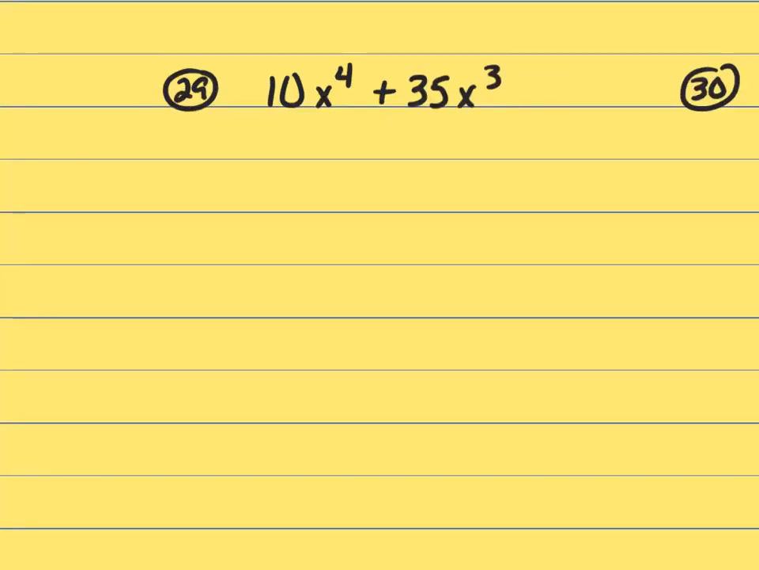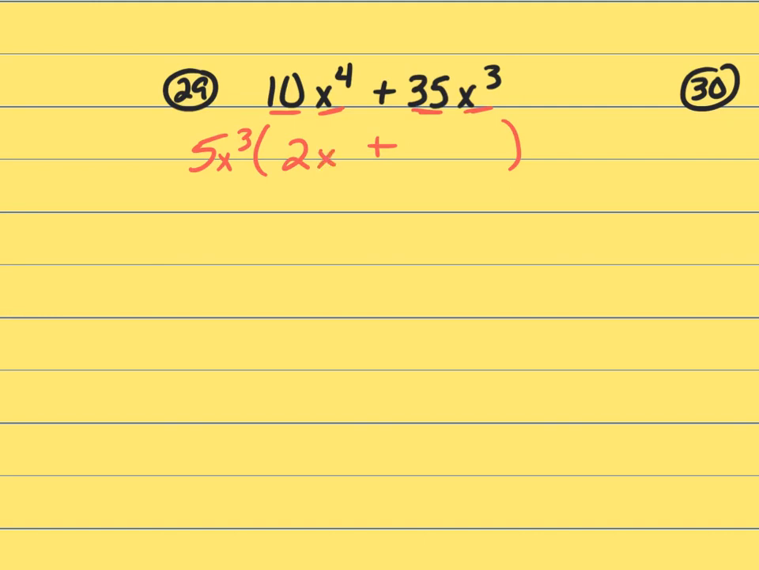Number 29, we are going to factor out the most that we can. So the largest number that goes into 10 and 35 is 5. And this one has 4 x's, this one has 3, so the most I can take is 3. Now I have to figure out 5x to the third times what gives me 10x to the fourth. Well, 5 times 2 gives me 10. And if I have 3 x's here, how many more do I need to get to that total of 4? I need one more x.